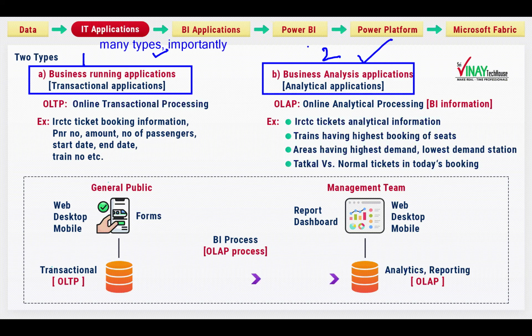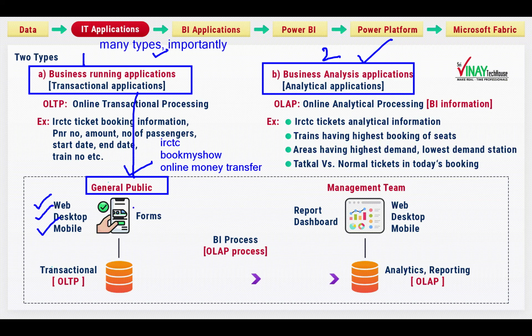IRCTC, Book My Show, all come under business transactional applications. Even when you are doing online money transfer, that also comes under business transactional application. So the general public use these applications for your business, either web or desktop or mobile, they will work, and they use forms. And finally, the data will be in the transactional storage. We call it OLTP.